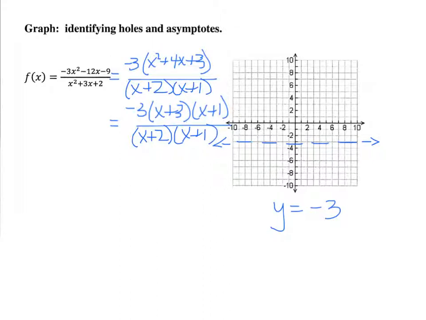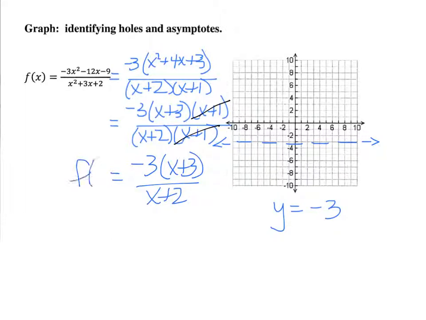Now look what we have. Here's my numerator factored, here's my denominator factored, and there's an x plus 1 factor on both, creating a hole. So cancel it out. x plus 1 and x plus 1 cancel out, giving me a final function, -3 times x plus 3 over x plus 2. That's my final function to graph.